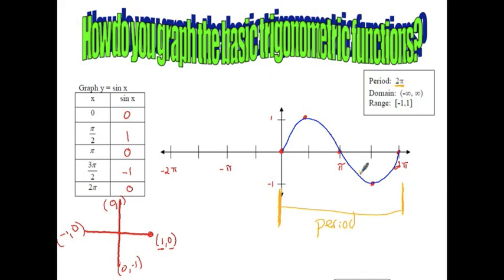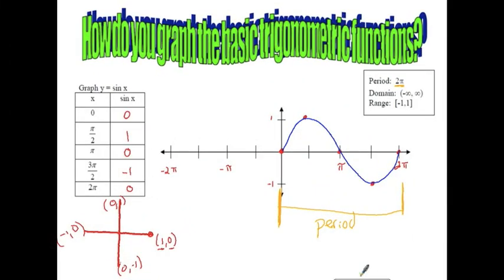Okay? Your domain is what can you use for x values? Well, it goes on and on forever in both directions, so that's why it's negative infinity to infinity. And I want you to see that the range is from negative 1 to 1. The lowest we go is negative 1, the highest we go is positive 1, and that is your range, and it does include both of those.